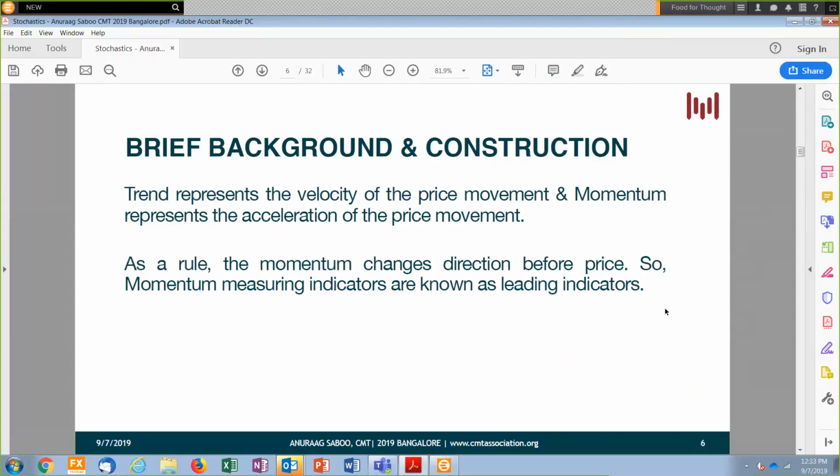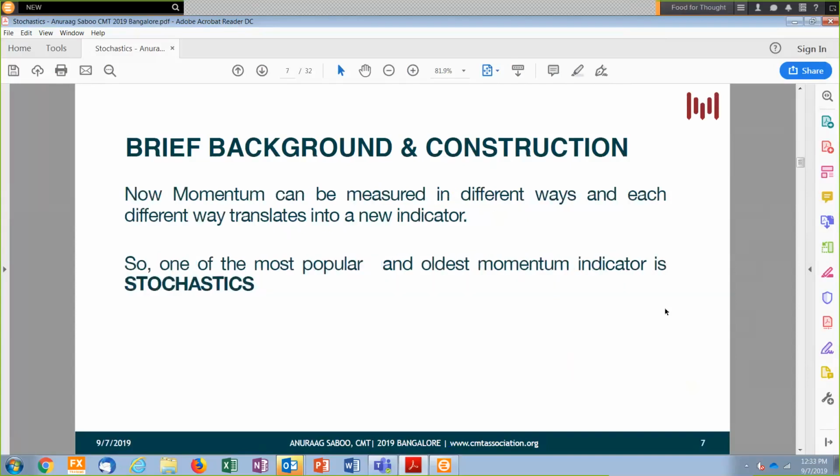Momentum indicators are leading indicators, and momentum of the price action can be measured in different ways. Each different way translates into a new indicator. One of the most popular and oldest momentum indicators is stochastic. Momentum can be measured by the rate of change of the close price. It can be measured by how far the close is from the lowest low. It can also be measured from the rate of change of the moving average, or the rate of change of typical price.